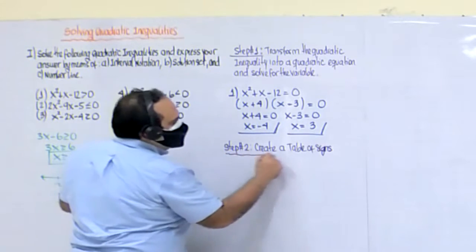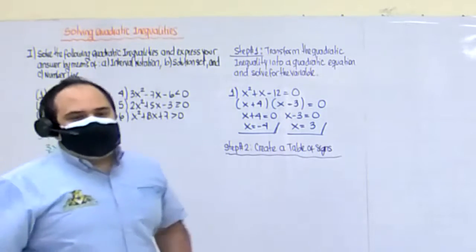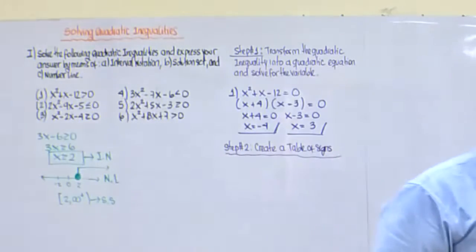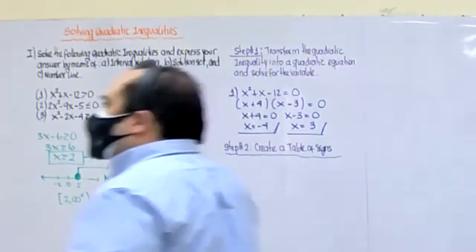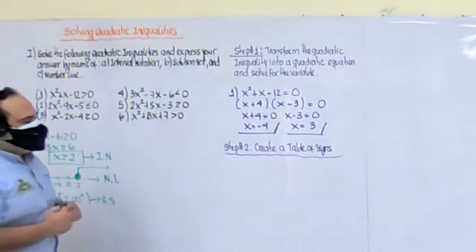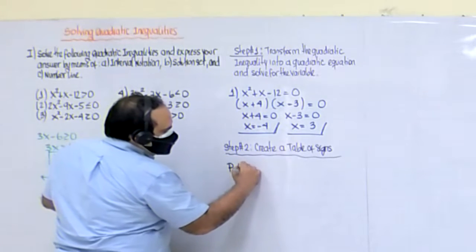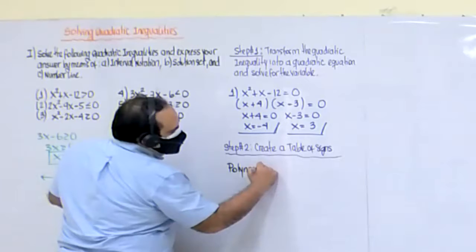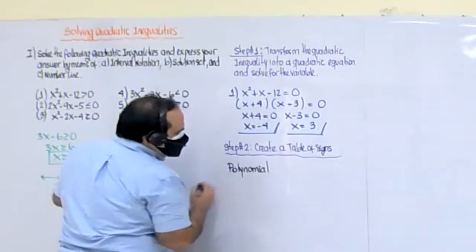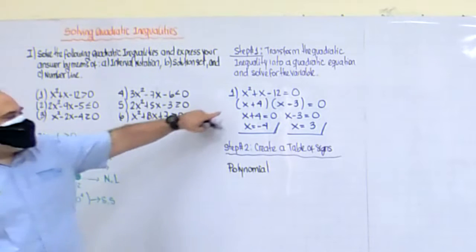Create a table of signs. How are we going to create this table of signs? All right, in this table of signs, we're going to assign a few columns. The first one, the name of this column will be the polynomial. Always, without exception.